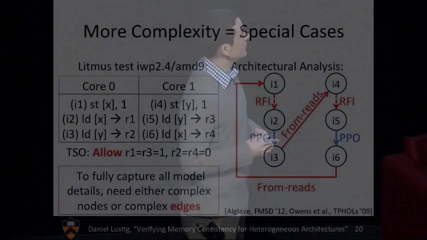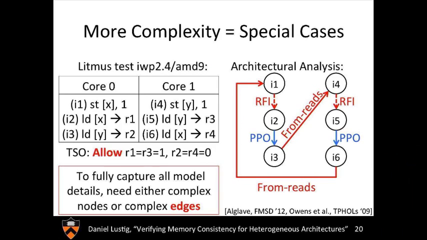And so what we need to do to actually capture all the details of consistency models is to say that we either need more complexity in the way we describe our edges, which is one approach that works. You can say that maybe reads from internally, reading from the same thread, is not something that participates in your cycle finding process, or it doesn't compose transitively with other edges the same way that PPO or from reads or different edges might, depending on your consistency model.